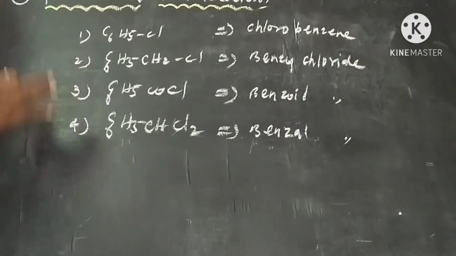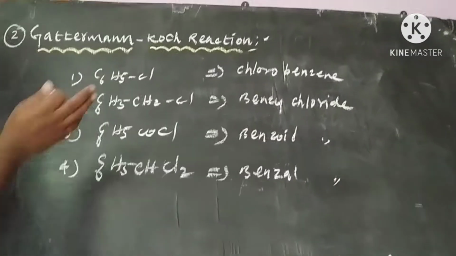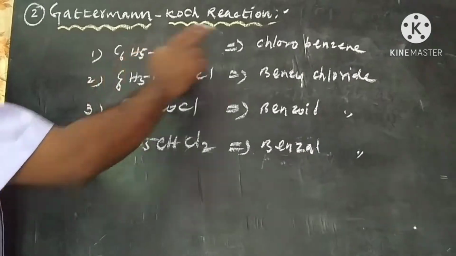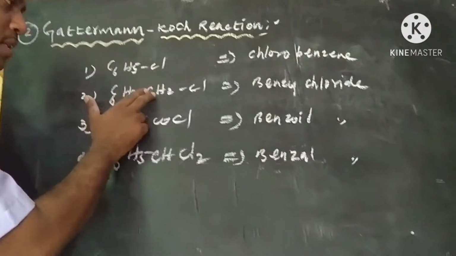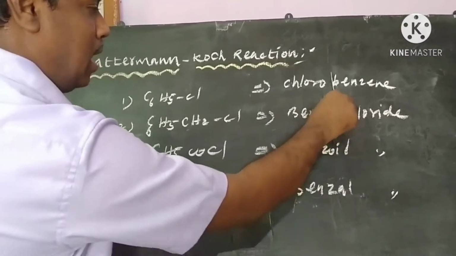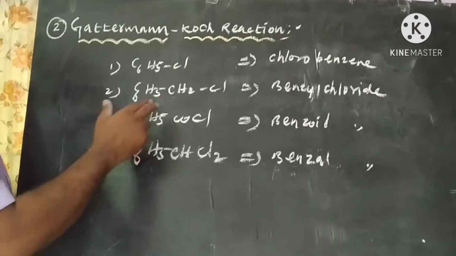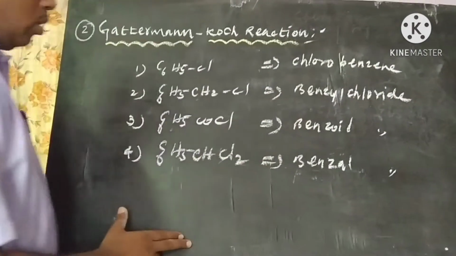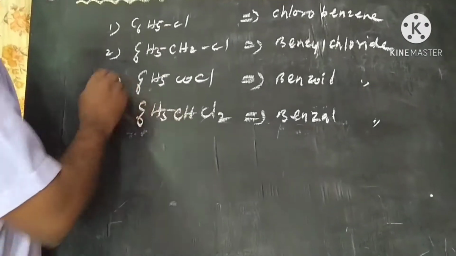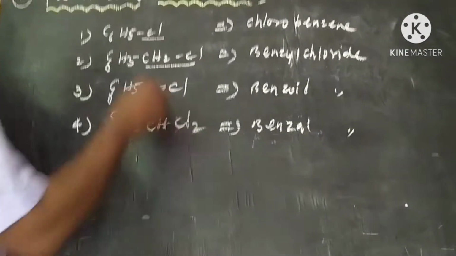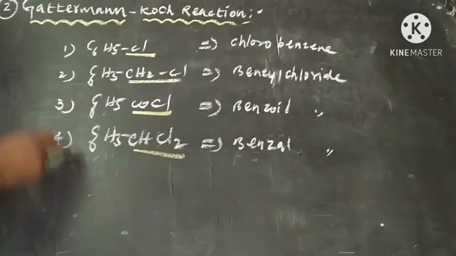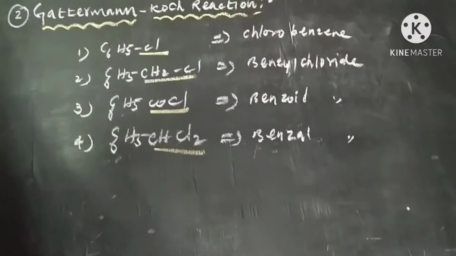These are the four important compounds, related to the benzene ring with chlorine. The first, C6H5Cl, is chlorobenzene. Next, C6H5CH2Cl is benzyl chloride. The next, C6H5COCl, is benzoyl chloride. The fourth, C6H5CHCl2, is different. See here: Cl, CH2Cl, COCl, CHCl2, with a common C6H5.